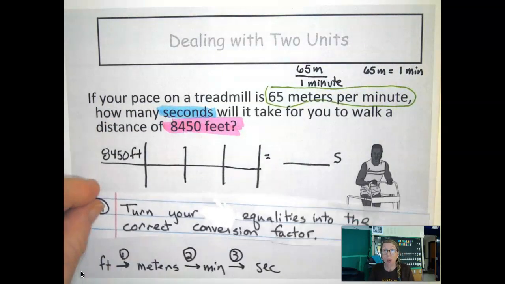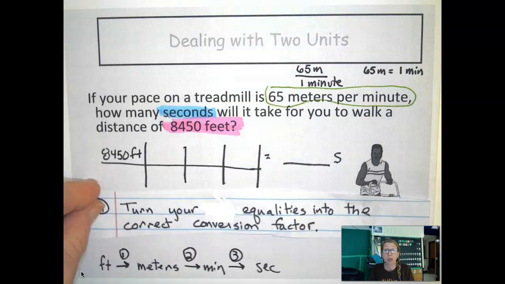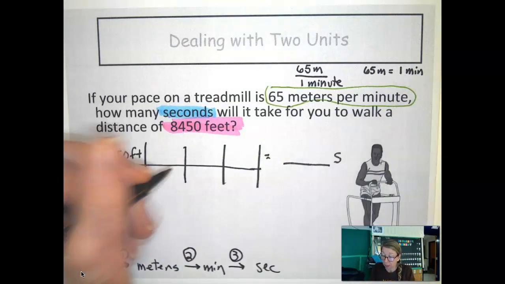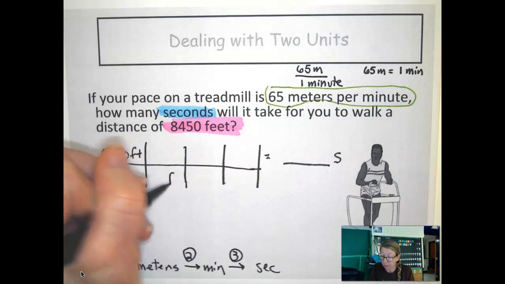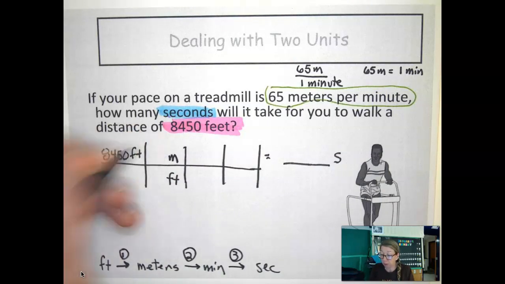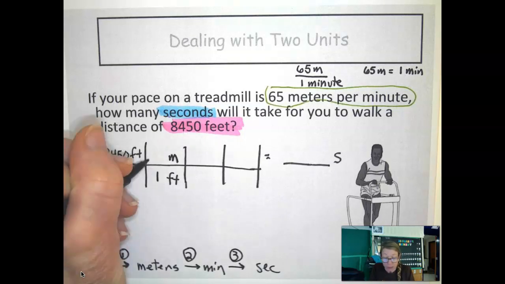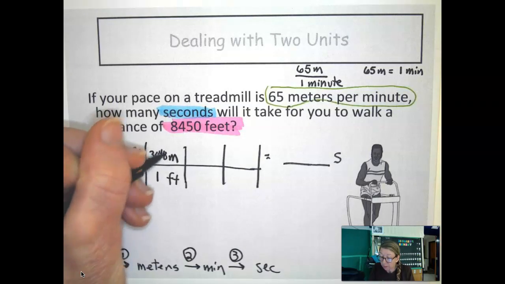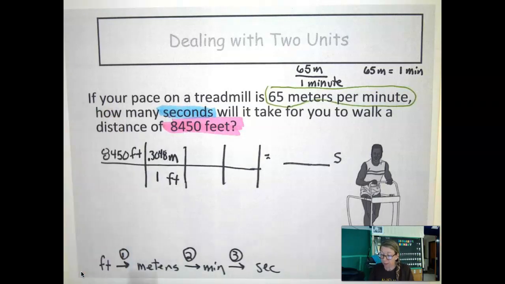Turn your equalities into correct conversion factors. All right, I want to go feet to meters. I put the one I want to cancel on the opposite side, my desired one on the same side, and then I fill in my numbers. I had to look this one up, but I learned that 1 foot is 0.3048 meters. That was feet to meters.